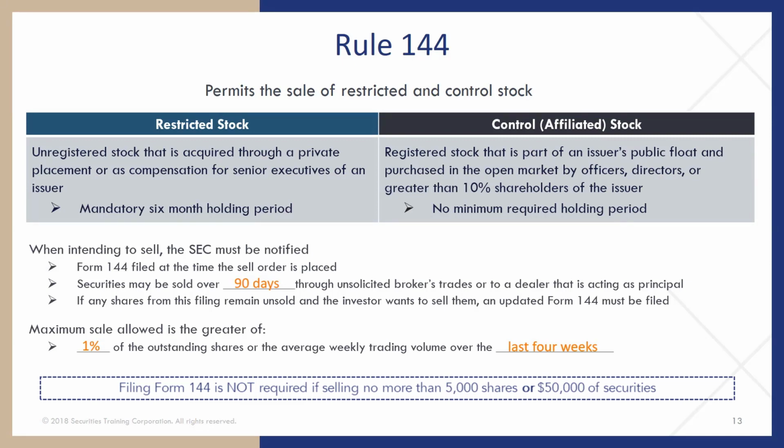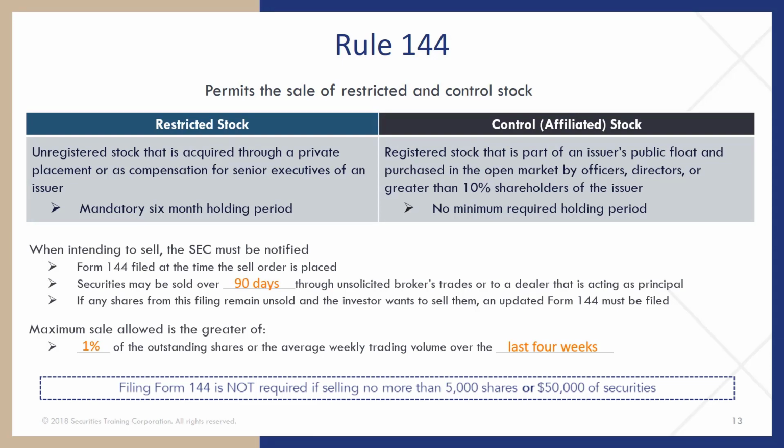Now, the bottom of that slide, I think an example would help. It says, filing Form 144 is not required if selling no more than 5,000 shares or $50,000 worth of securities, and that's every 90 days. The reason for that is if you're selling a small amount within 90 days, what the SEC is saying is don't even worry about filing a form with us. It's not really that overly important. So, for example, if you were selling 5,000 shares, and let's say the price is $9 a share, that's only $45,000. So if you're going to do that over 90 days, no filing would be required.